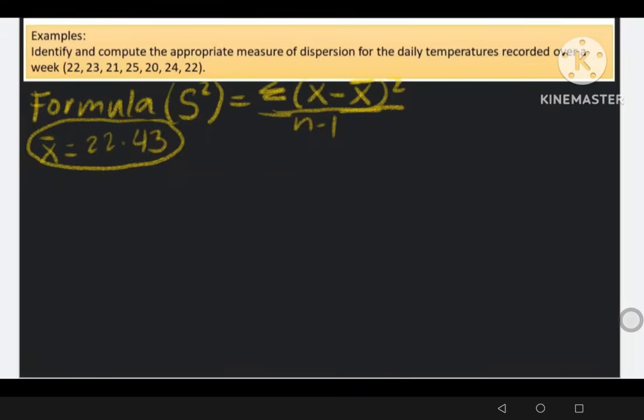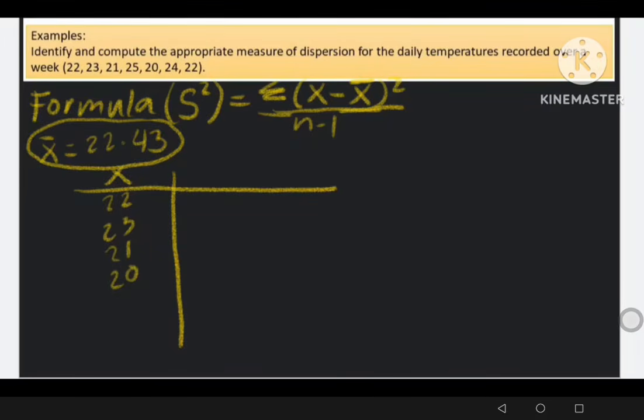So let's use the make a table strategy to put all the data. X here represents all the data. We have 22, 23, 21, 20, 25. We have 21, 25, 20, 24, and 22. So these are our data: 1, 2, 3, 4, 5, 6, 7 given data.